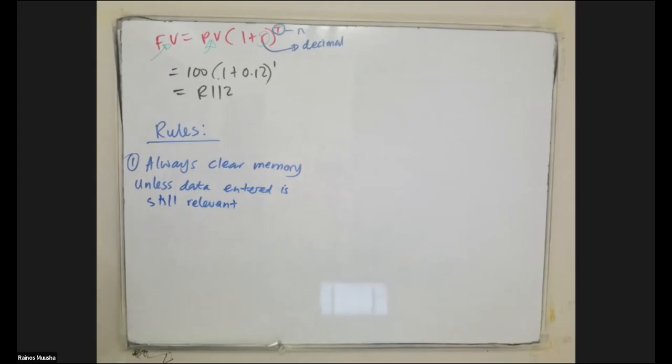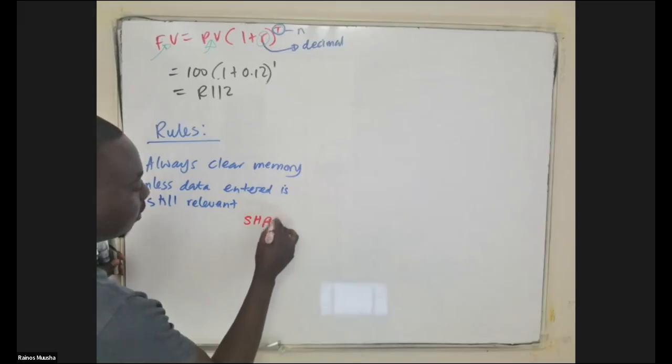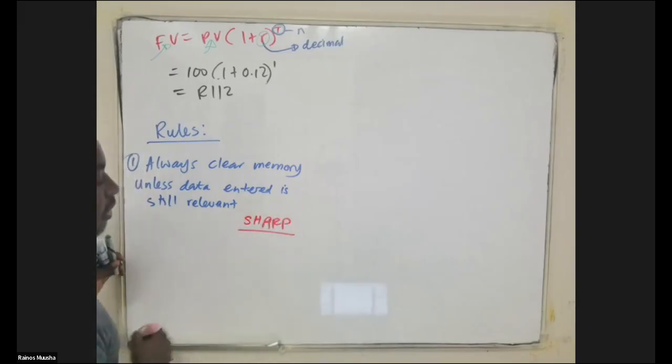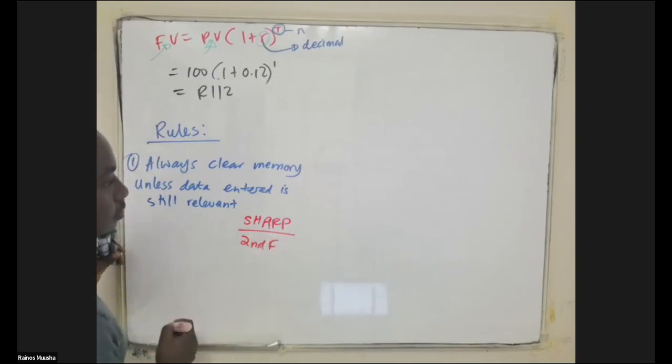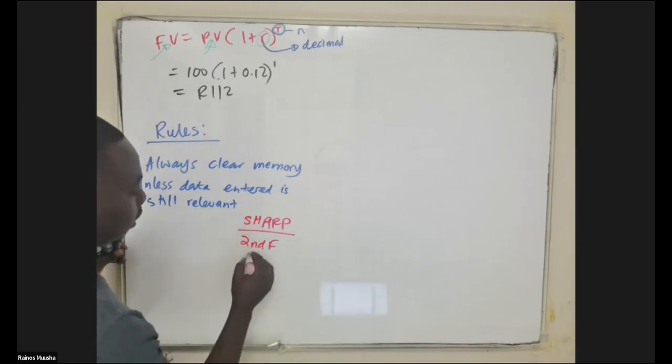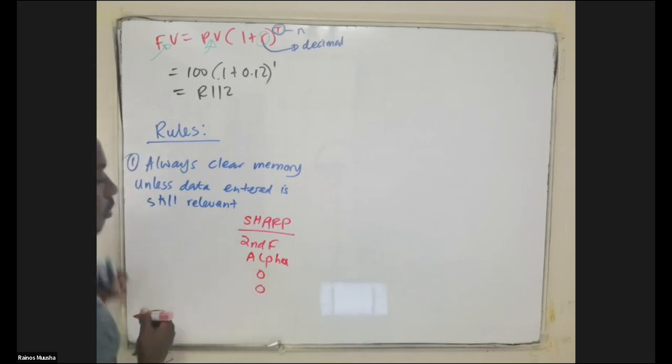How do you clear your memory? If you're going to be using the Sharp calculator, to clear your memory, I'm going to say second function, alpha, 0, 0. Second function, alpha, 0, 0. It means you've cleared. That's how you clear your memory from your calculator.